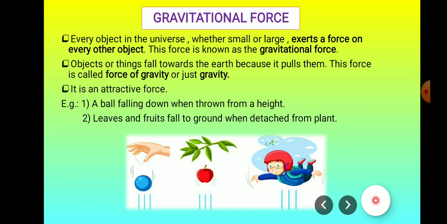Gravitational force. Every object in the universe, whether small or large, exerts a force on every other object. This force is known as the gravitational force. Objects fall towards the earth because it pulls them, and this force is called the force of gravity, or just gravity. It is an attractive force. Examples: a ball falling down when thrown from a height, leaves and fruits falling to the ground when detached from the plant, and a person falling down from a height.